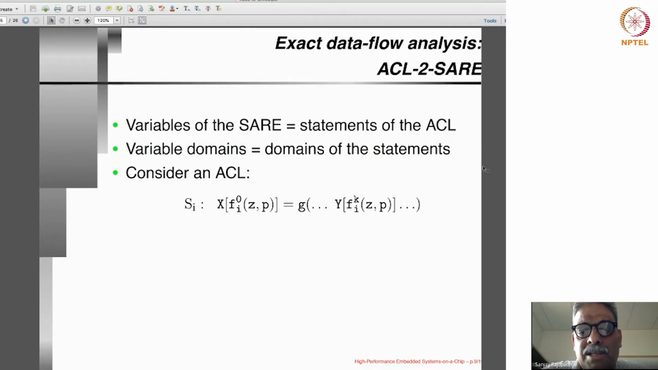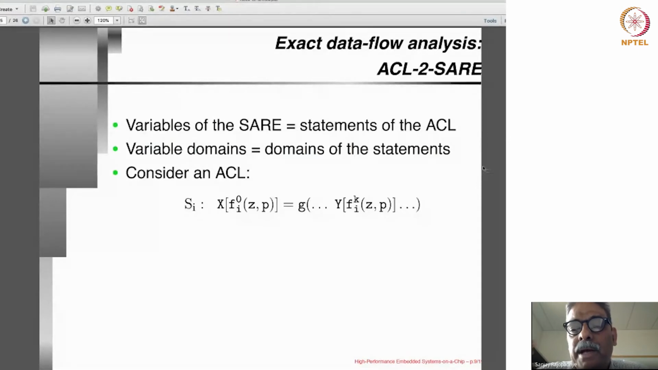Now think of this statement like this. Statement label Si. On the left-hand side, you have some variable X, which is being accessed with some function of the loop indices that are visible to the statement and the program parameters. My subscript of the function Fi indicates which statement, and the superscript indicates which reference in that statement. 0 is for the left-hand side reference.